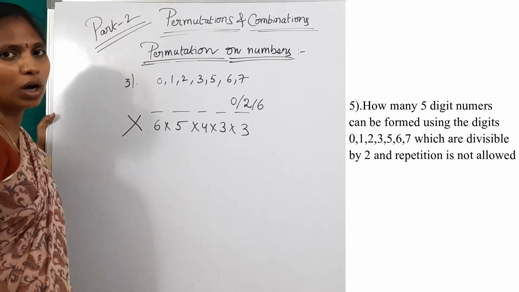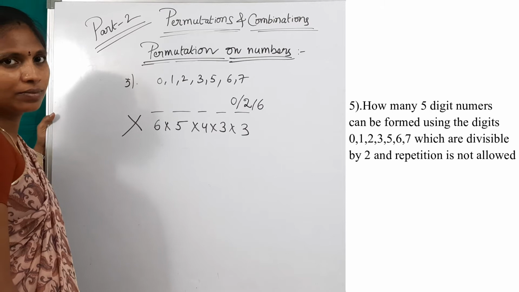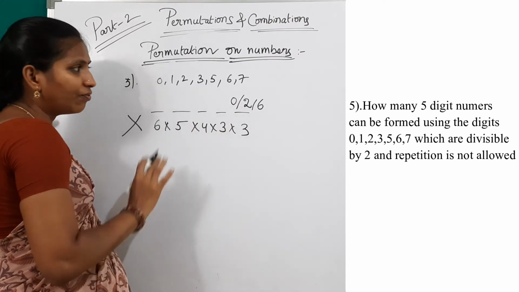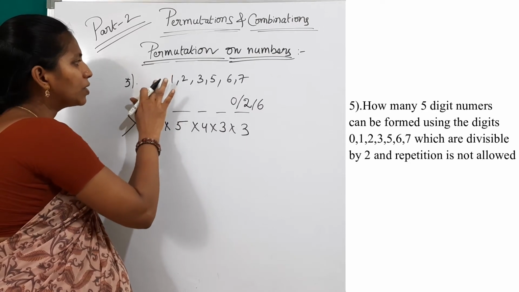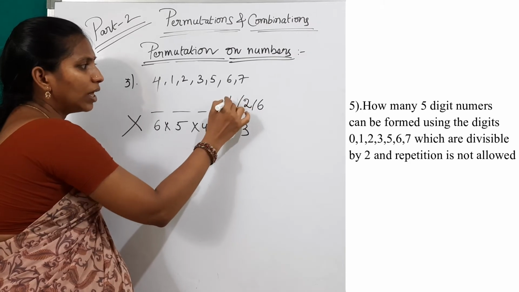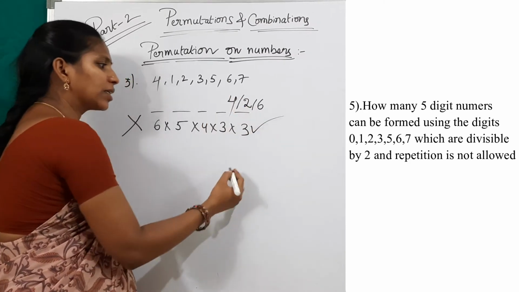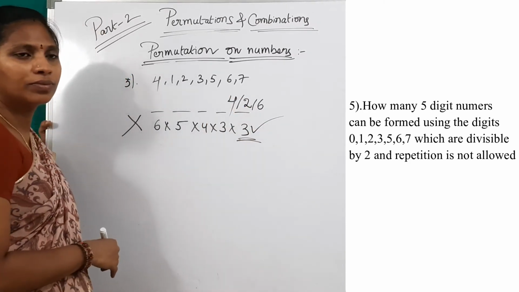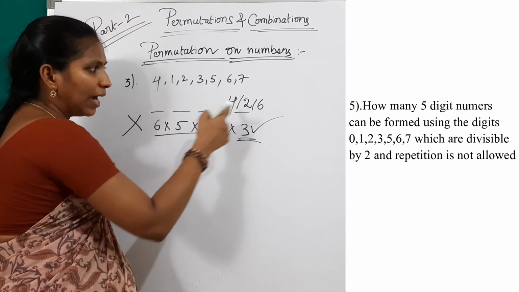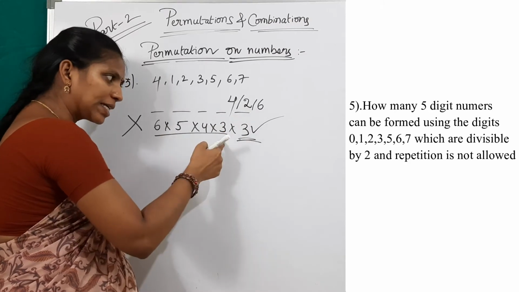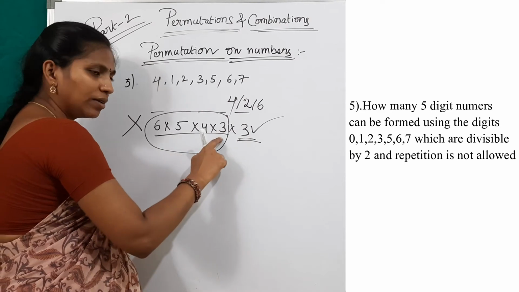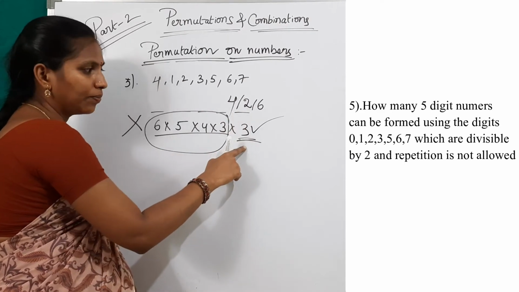This is wrong. Why? Because here there is a 0. First suppose instead of 0 there is a 4. Here instead of 0 there is 4. Then this is correct. Into 3, because for 4 and for 2 and for 6 this is the same for these 3. That's why this thing into 3 is the result.